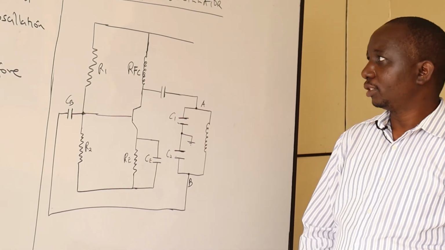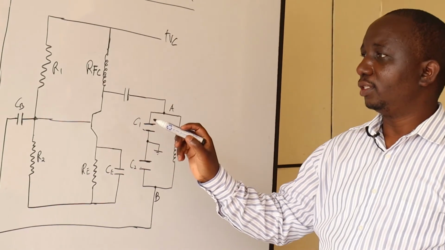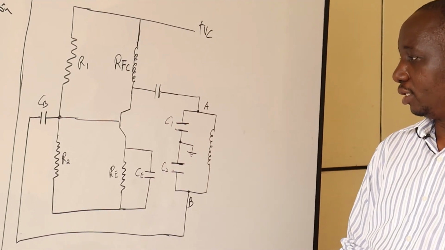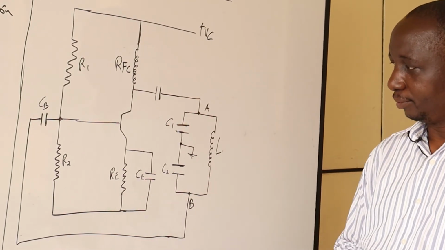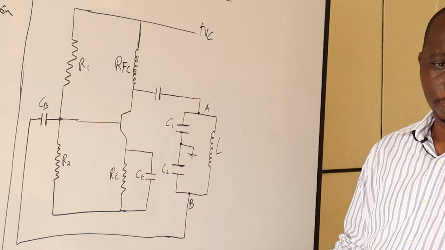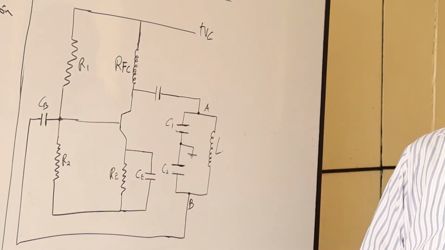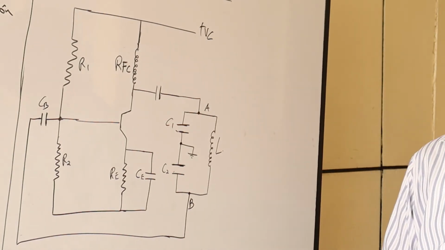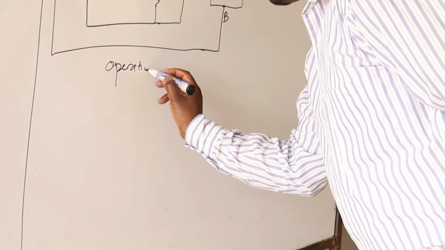So the charging process is that when we connect the VCC here, we shall have this device charge C1 and C2, and then they'll be able to discharge through the inductor L. So that's how this thing operates. The frequency of oscillation will be given by the combination of the two capacitors when they are connected in series. Now we're dealing with the operation.